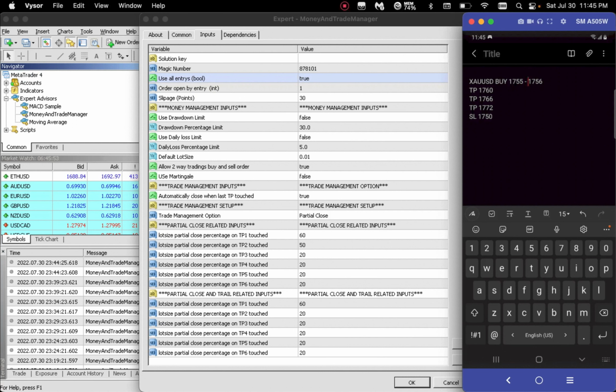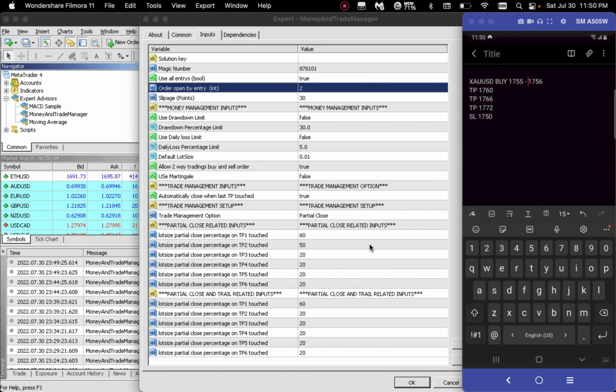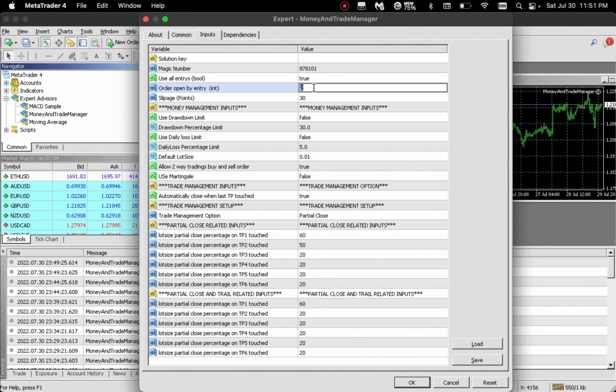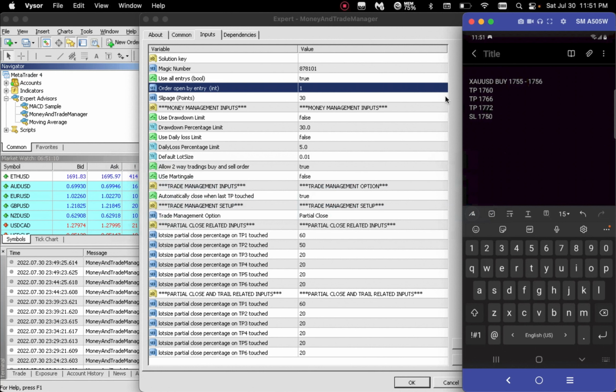So if it's a buy, it's going to be the lowest entry, and if it's a sell, it's going to be the highest entry. These trades have different entries, but they both use the same take profit levels and the same stop loss level. So this is safe. Now let's move to the order open by entry. It's as simple as it says. By default this is set to 1, and if you switch this to 2, what will happen is for each entry there will be two trades open, and so on.